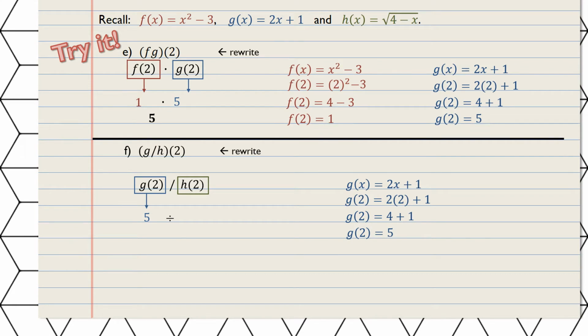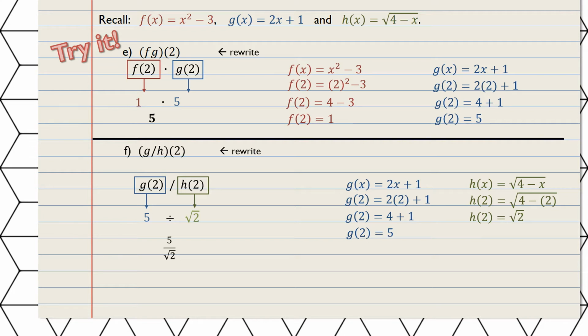And our second function is the h function, which is the square root of 4 minus x. Now every time you see x, you plug in a value of 2. And under the radical we see 4 minus 2, which we know is equal to 2. So we still have the radical, but do we know the square root of 2? No, which means we cannot simplify and we must keep the radical. So our problem reads 5 divided by square root 2. Now that's written in horizontal form, but in vertical form it would look like 5 over the square root of 2.